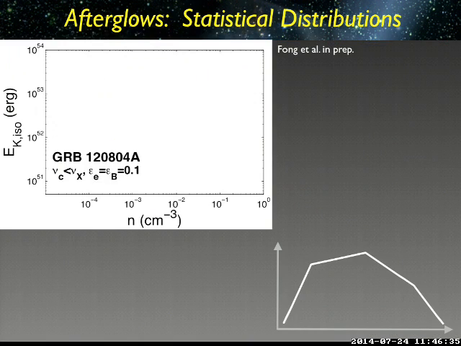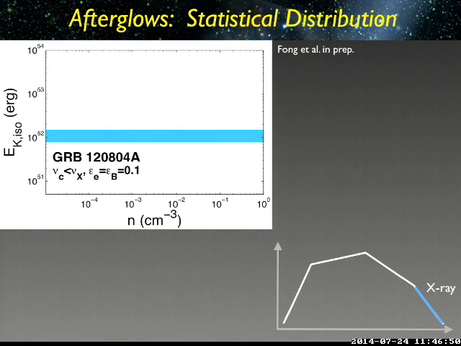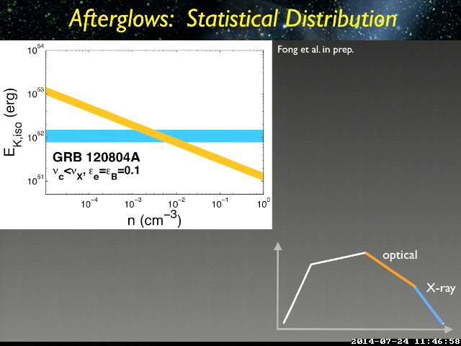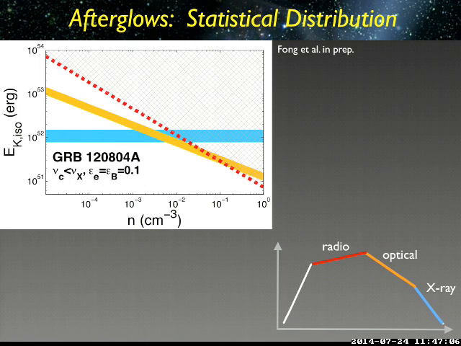Now, what can we do with the other ones? Well, we can at least place some constraints. If I make a parameter space, and here I'm using 0.1 for epsilon_B and epsilon_E, of energy versus density, X-ray observations give me a measure of the kinetic energy, if they're above the cooling frequency. Optical observations will give me some degeneracy line of both energy and density. If I have a radio, in this case a radio upper limit, it rules out some part of the parameter space and allows the rest of it.